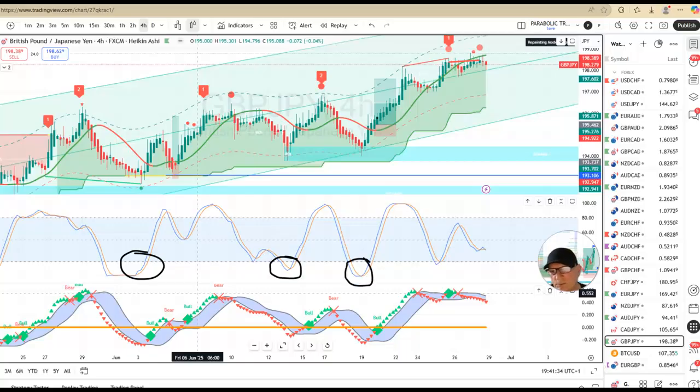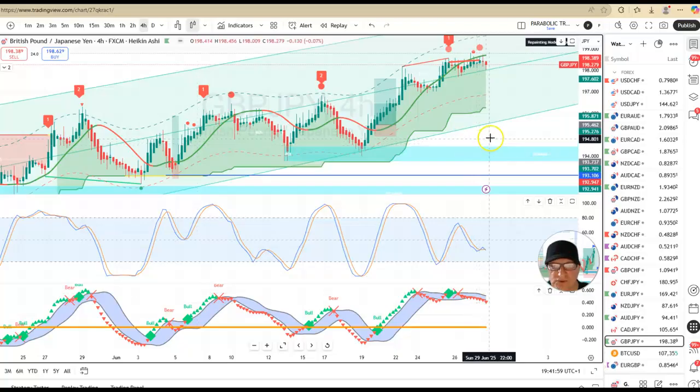You're just looking for price to move up and finish above the 50 moving average. It has to finish above it because this is the crucial bit. There is your buy signal there. It coincides with the fact that the price has finished above the 50 moving average, which is crucial.